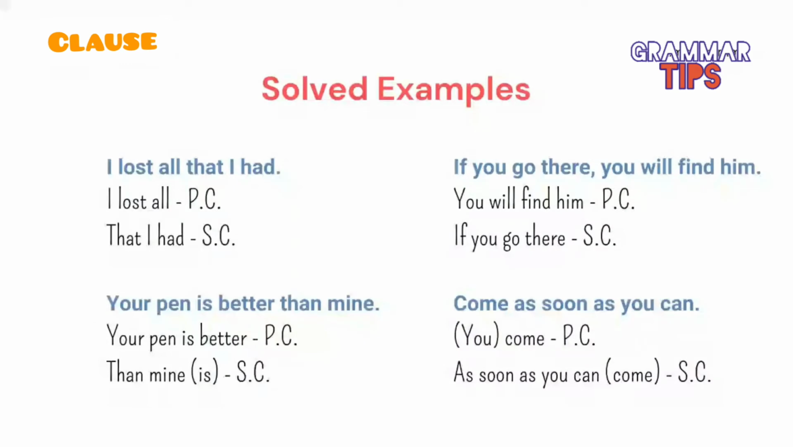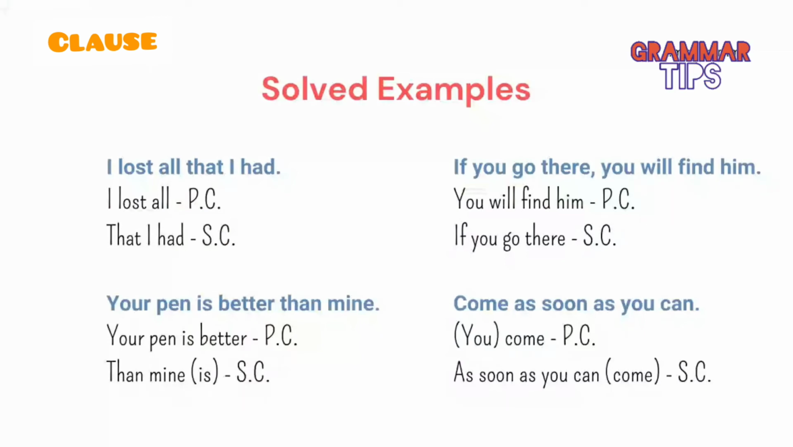See here solved examples. 1. I lost all that I had. I lost all, that is principal clause, while that I had is subordinate clause. Second, if you go there, you will find him. You will find him is principal clause. If you go there is subordinate clause. Third, your pen is better than mine. Your pen is better is a principal clause, while than mine is subordinate clause.